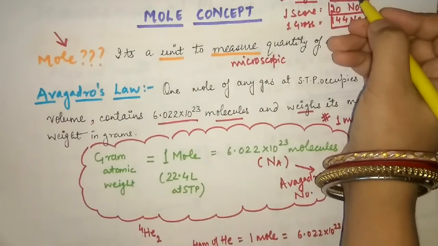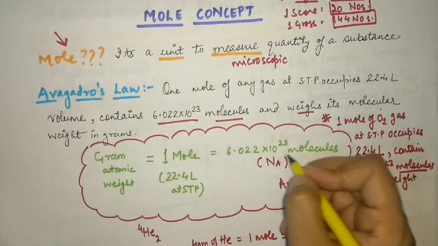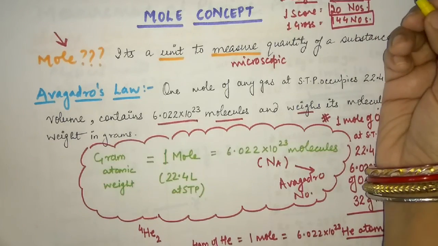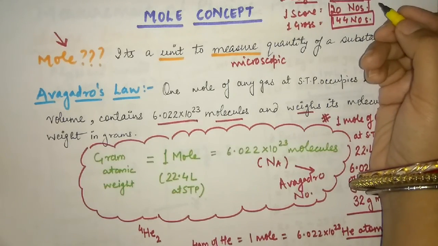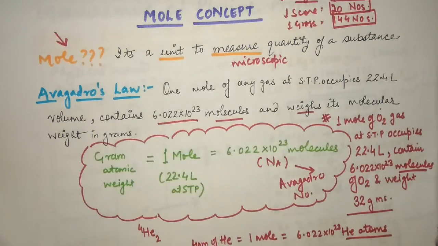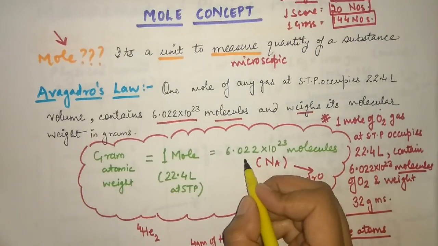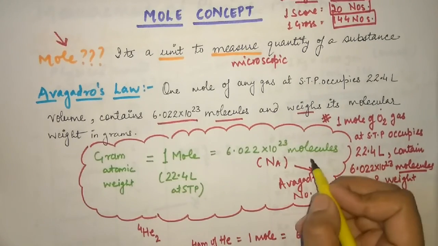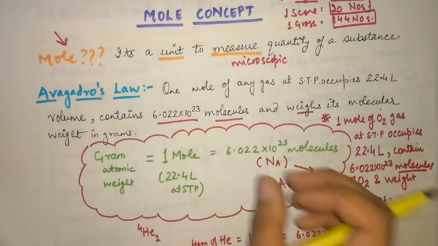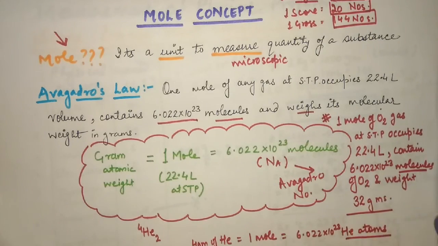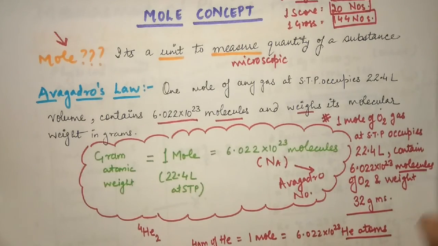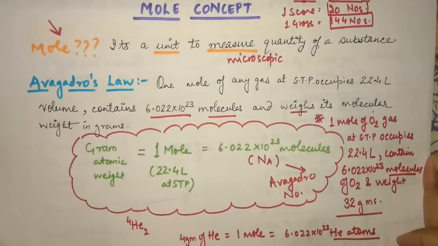Just like dozen means 12 number, similarly, mole is this number. If you're talking about apples, it becomes 12 apples. If you're talking about pencils, it becomes 12 pencils. That doesn't matter. Dozen means 12. Similarly, mole means 6.022 into 10 raised to 23. If you're talking about molecules, it will become that many molecules. If you're talking about atoms, these many atoms. If you're talking about ions, these many ions. Is it clear?